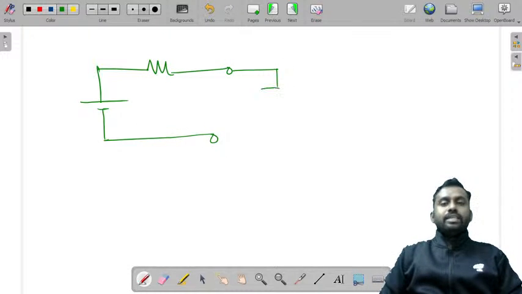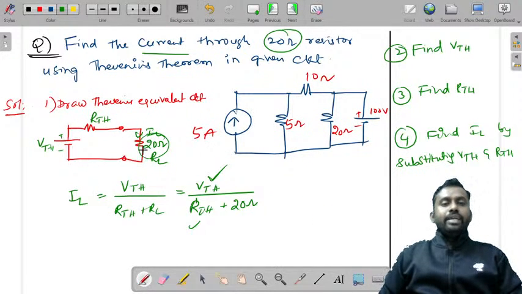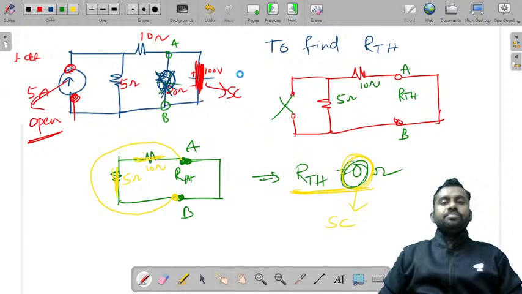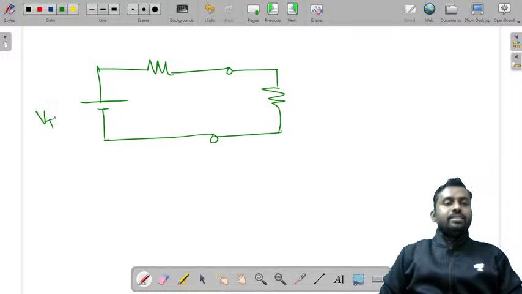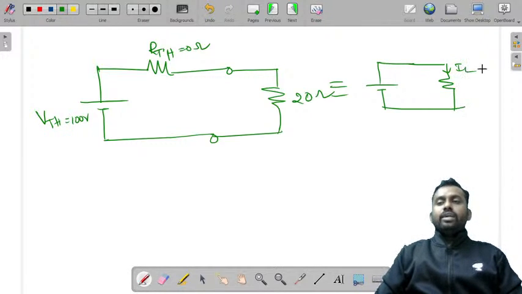So the equivalent circuit is, this is the load resistance. What was the load resistance for us? The load resistance was 20 ohms, VTH value is 100 volts and RTH value is 0 ohms. Now let us redraw this once again. This is VTH, RTH 0 is nothing but a short circuit directly, and a resistor, and this is load current. This is 20 ohms.